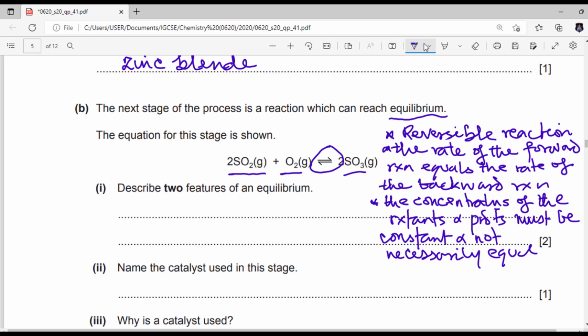Which means that the concentration of the products can be higher than the concentration of the reactants, or the reactants can be higher than the products. At equilibrium they do not necessarily need to be equal. Fine. But coming back to this question, these first 2 points are always accepted. The 3 of them are correct, but based on your IGCSE syllabus, always go with the first 2 points, except they need more than 2. Then you can add the third one. So the next question says, name the catalyst used in this stage.